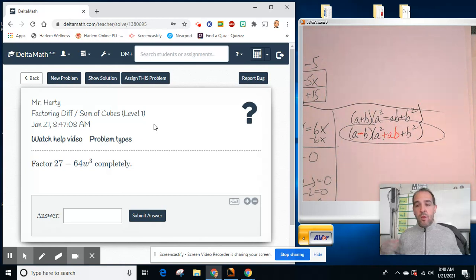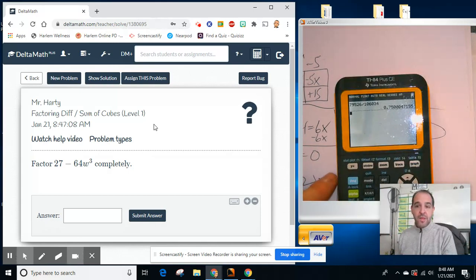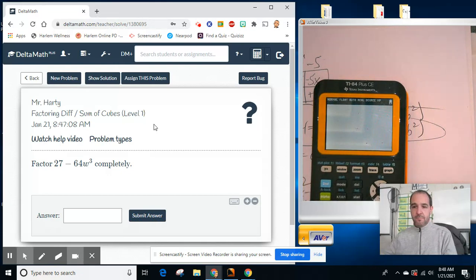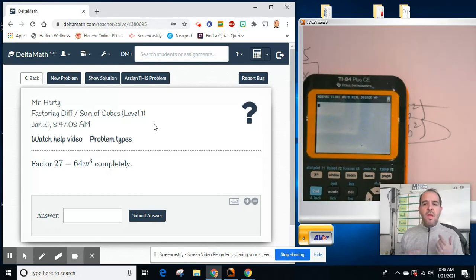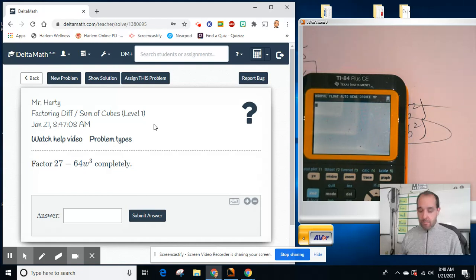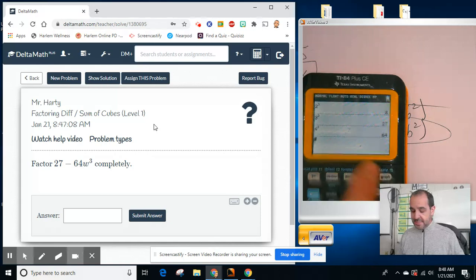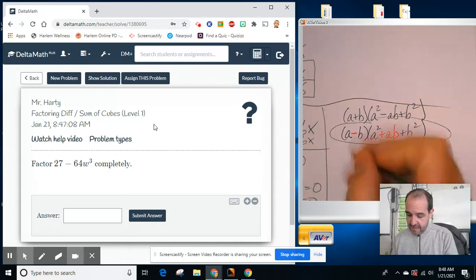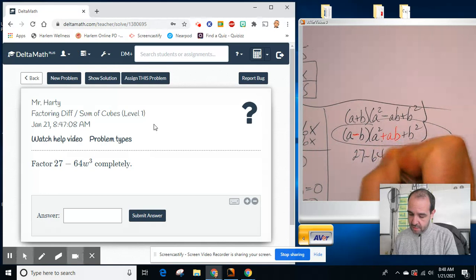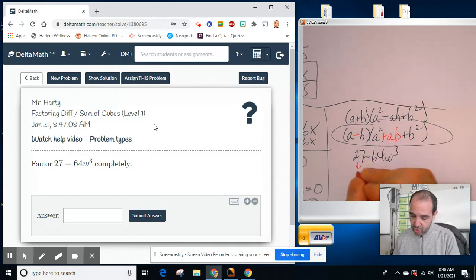And so I need to know, what do I cube to get each part? Again, if you have the factoring help, you have a list. If you don't, a quick, easy way to be able to get that number, and I'm going to zoom a little bit here, is just to start messing with things. You're like, okay, I don't know, 2 cubed, no, 3 cubed. Okay, there's 27, 4 cubed. Okay, so I do this sort of like I do the other one. If I've got 27 minus 64w cubed, what do I cube? What do I take to the third power to get each one?